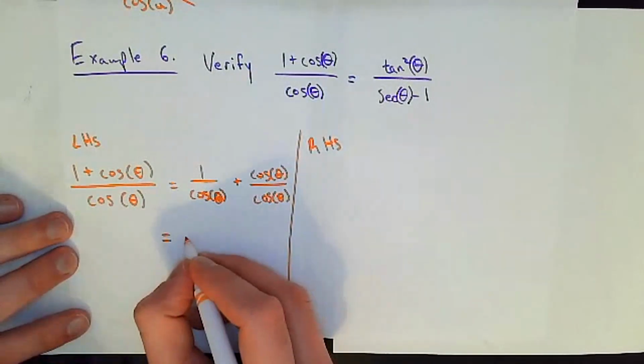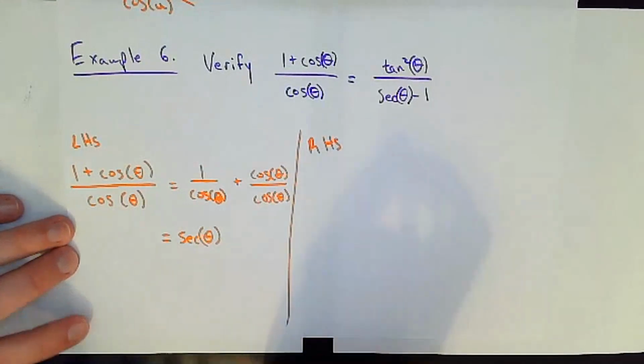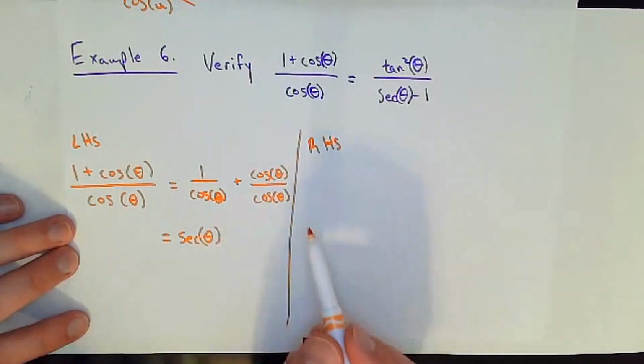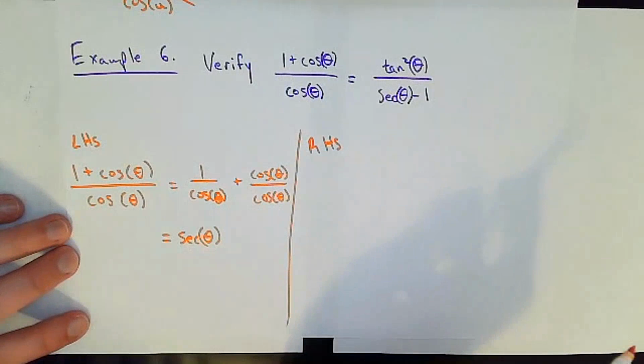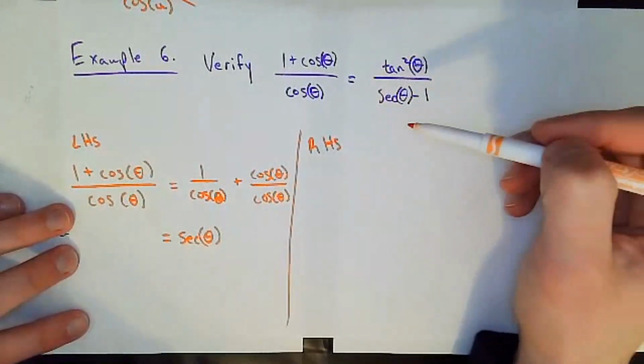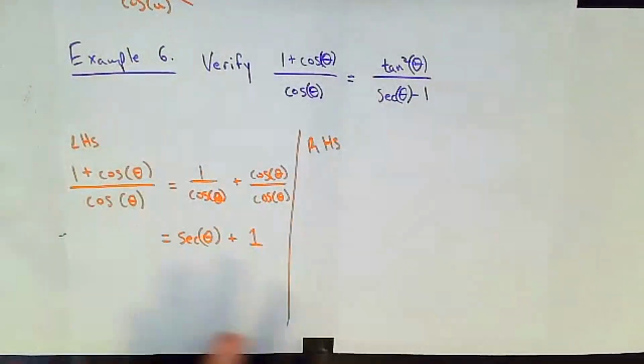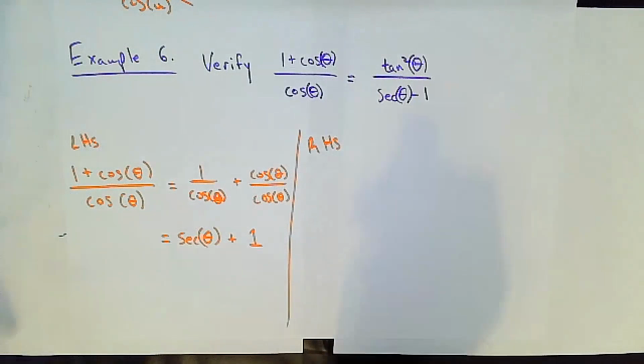What's 1 over cosine of theta though? That's secant of theta. So it's not always a bad idea to go back to secant, tangent, cosecant, or cotangent functions, especially if the other side of your equation involves those, right? Now here, what's cosine over cosine? That's 1. So can I go any further with this? Probably not. Let's see what I can do with the right-hand side.